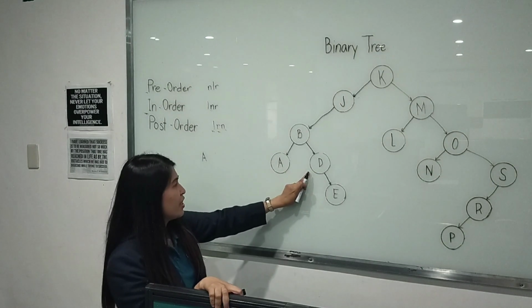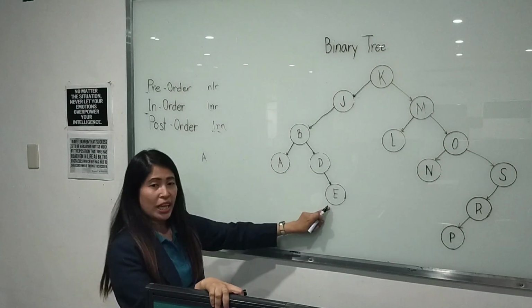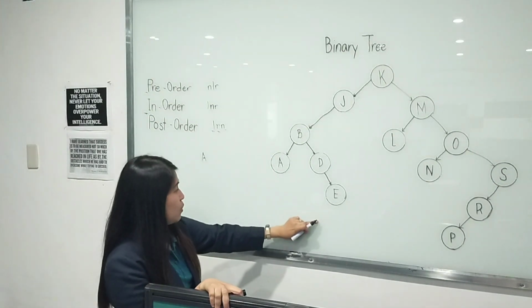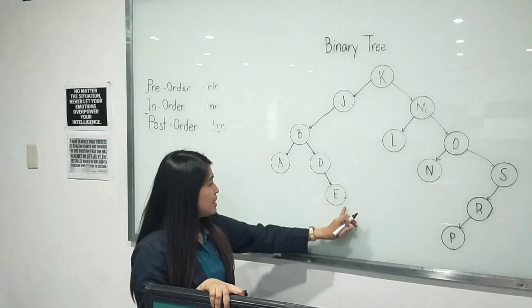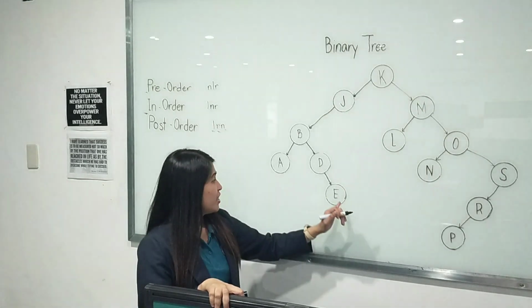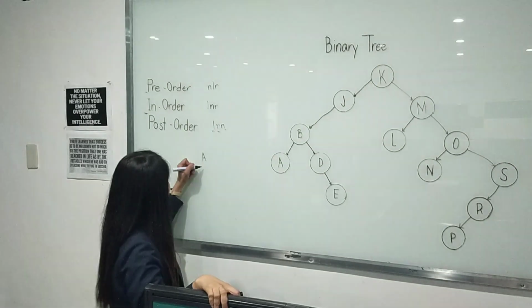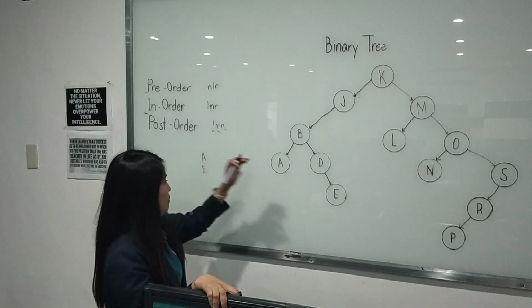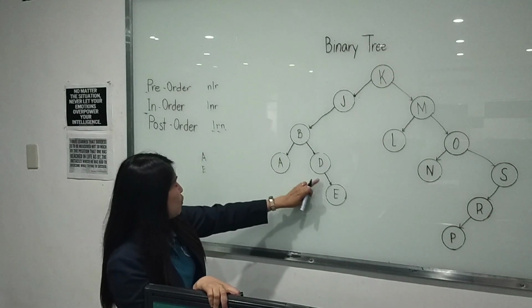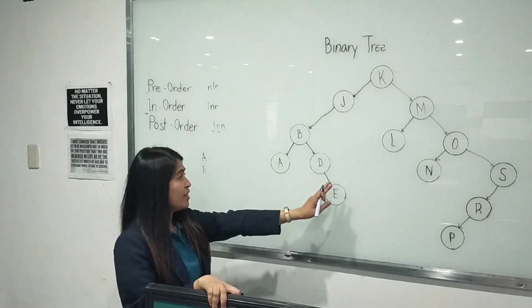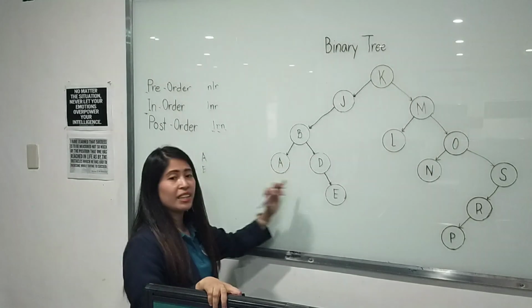So there's nothing here, so we will go down to the E. Then we will visit again the left subtree of the E. So there's nothing here. Then we will visit the right subtree. And since there's nothing here, we will go back to the E, and then we will print the E. Then after that, we will go back to the D. So this time, since we're done with left and right subtree of the D, we're going to print the D.